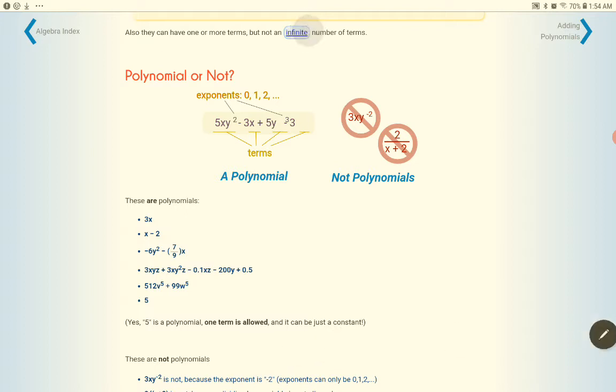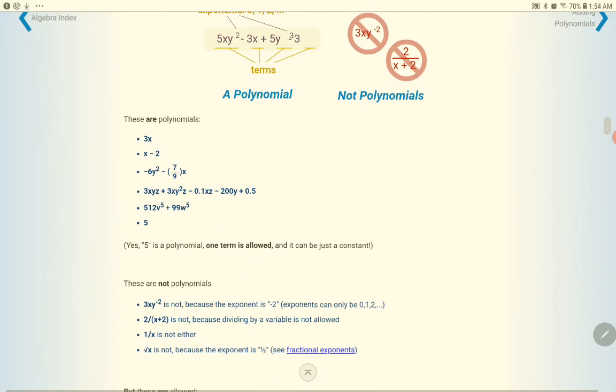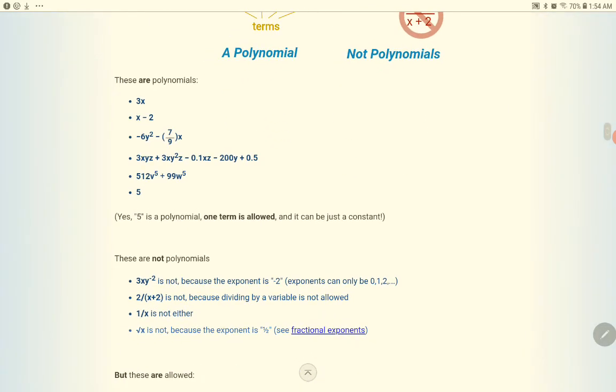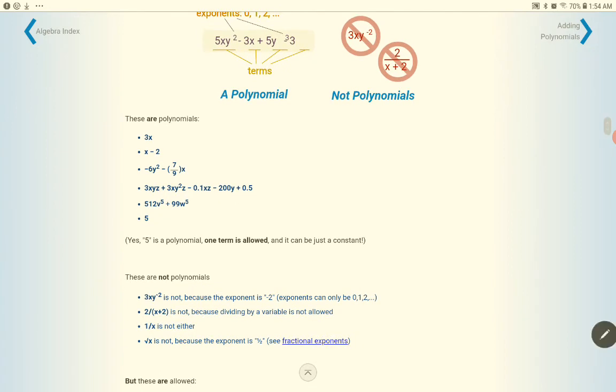All right, now let's look at some examples of things that are not polynomials. Let's keep that screen right there. So 3 times x to the y to the negative 2 is not a polynomial because the negative 2 exponent is not allowed. Remember, the exponents have to be whole numbers. So that's 0, 1, 2, 3, and so on. A non-negative integer is a whole number.